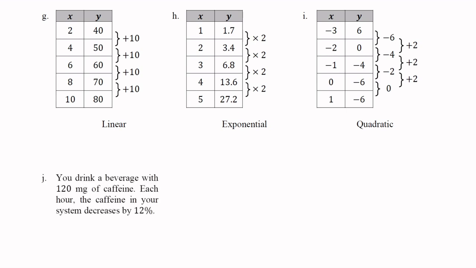In this situation, you drink a beverage with 120 milligrams of caffeine. Each hour, the caffeine in your system decreases by 12%. Since we have a starting value and a multiplication factor by which it's decreasing, this is exponential. For babysitting, Nicole charges a flat fee of $15 plus $10 per hour.